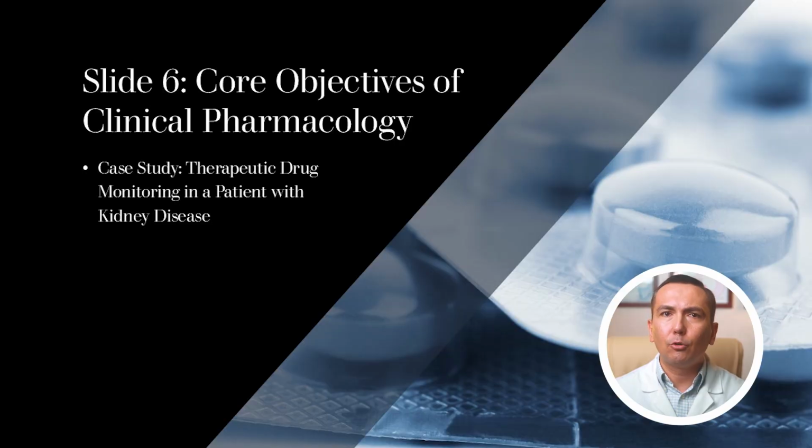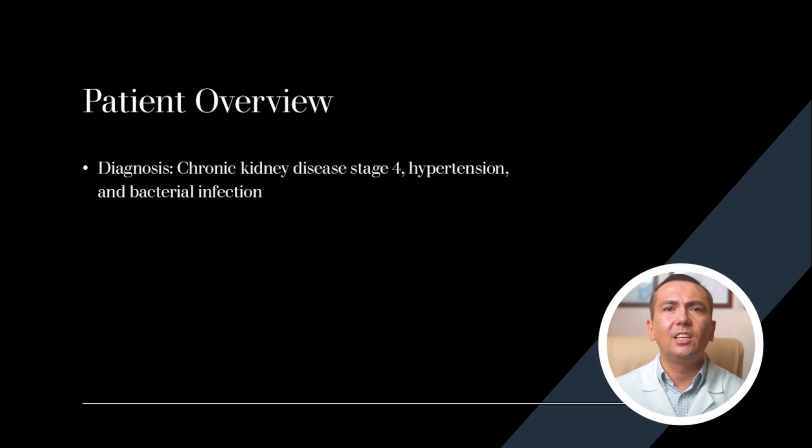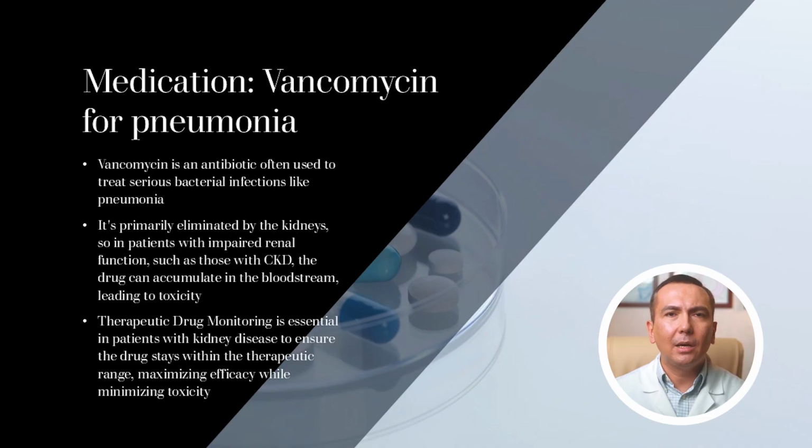There is a case study we can discuss as an example. Therapeutic drug monitoring in a patient with kidney disease. Patient, 65-year-old male, diagnosed with chronic kidney disease, stage 4, hypertension, and bacterial infection. That is pneumonia. Medication given for his infection is vancomycin, an antibiotic often used to treat serious bacterial infections like pneumonia.